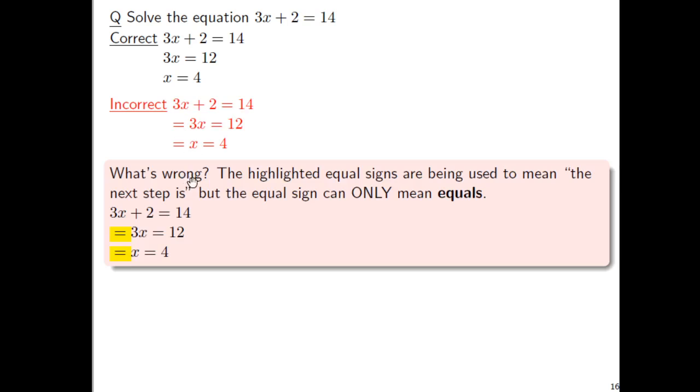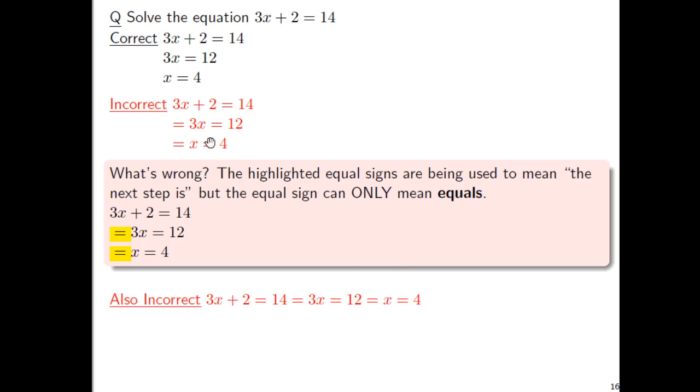When people do this, they're thinking that equals means the next step. So here, what's wrong with this? Well, the highlighted equal signs down here, I just copied this work and then highlighted the equal signs. I believe that the student is using these equal signs to mean the next step is, and the next step is, right? So I think people are saying 3x plus 2 equals 14, and the next step of my work is 3x equals 12, and then the next step of my work is x equals 4. But that's not what equals means. Equals does not mean the next step is. The equal sign only means equals.